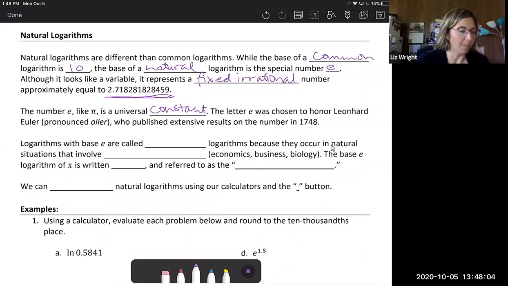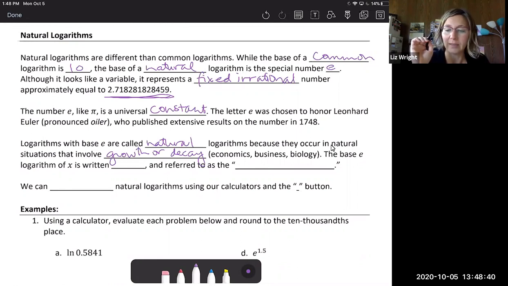So logarithms with base E are called natural logarithms because they occur in natural situations that involve growth or decay. And honestly, it's also due to their curve. So think about this, their base is close to 3 because it's 2.72, right? So it's a base of 3 versus a common log has a base 10. So a base 10 grows so much faster.